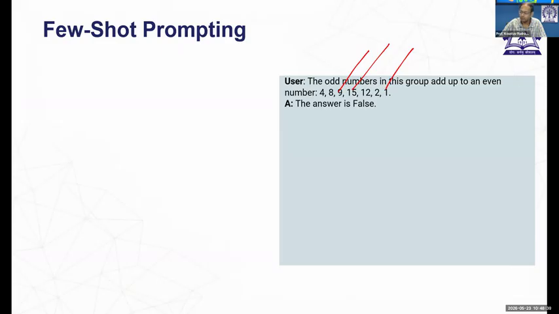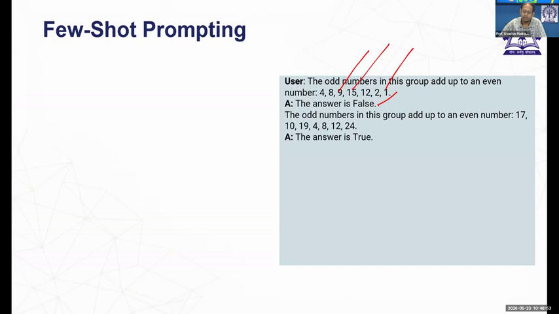Now 25 is not an even number, so I am giving the output, the answer is false. Now, how I am solving this problem, that I am not mentioning to the LLM. I am just telling the final answer that it is not correct, it is false. What is the second input?